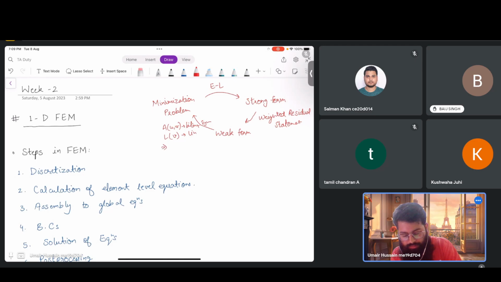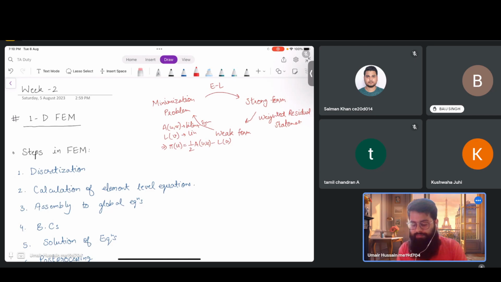Then the functional is half A(u,u) minus L(u). Yeah, that's the same thing; you either write u or v. Right, exactly. So that is the way. These are all different representations of the same problem. So that's what we learned, how to represent in different ways.